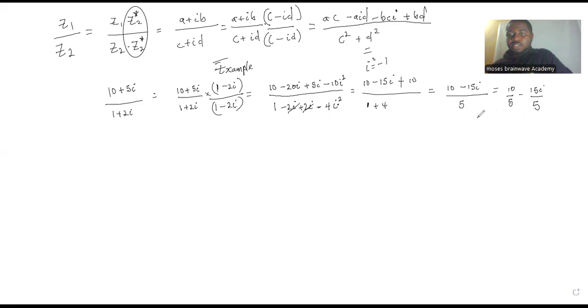So this is basically going to be 2, this is 20, right? 10 and 10 is 20. So 20 divided by 5, it should give us what? 4. So 20 divided by 5 should give us 4 minus 3i. How cool is that? It's very simple and straightforward.